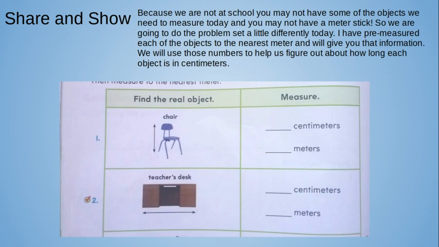So the first object that we need to measure is the chair. A chair is about 1 meter tall. How many centimeters are in 1 meter? 100 centimeters. The next object that we needed to measure was a teacher's desk. So I went over to Mrs. Douglas's room and I measured her desk. Going across the desk, it's equal to 2 meters. How many centimeters would that be? Well, if 1 meter was 100 centimeters, 2 meters would be, what's 100 plus 100? 200 centimeters. Let's keep going.